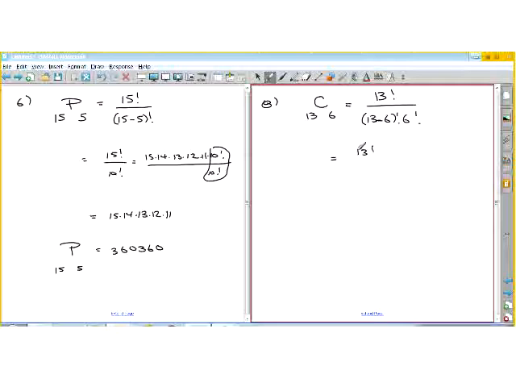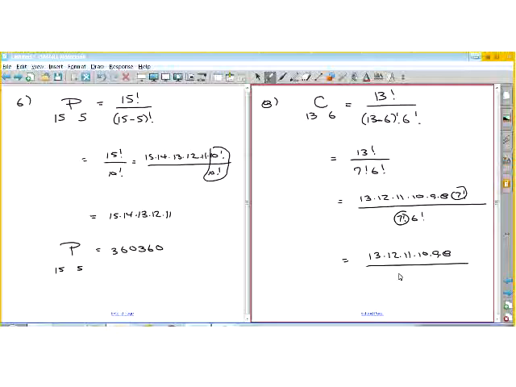Okay, so that's 13 factorial divided by 7 factorial times 6 factorial, since 13 minus 6 is 7. 13 factorial is 13 times 12 times 11 times 10 times 9 times 8 times 7 factorial, all divided by 7 factorial times 6 factorial. This and this are the same, so it becomes 13 times 12 times 11 times 10 times 9 times 8 divided by 6 factorial, which is 6 times 5 times 4 times 3 times 2 times 1.